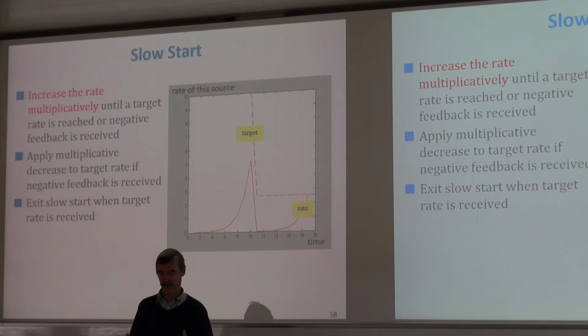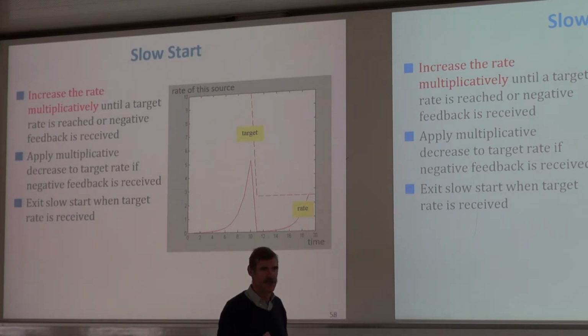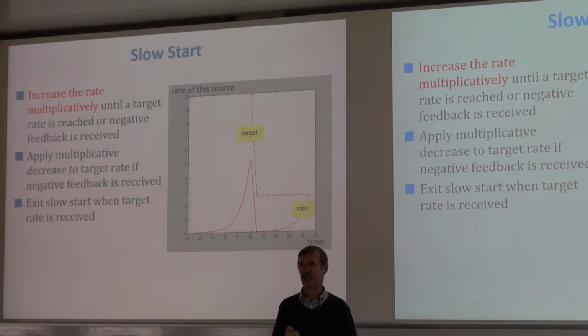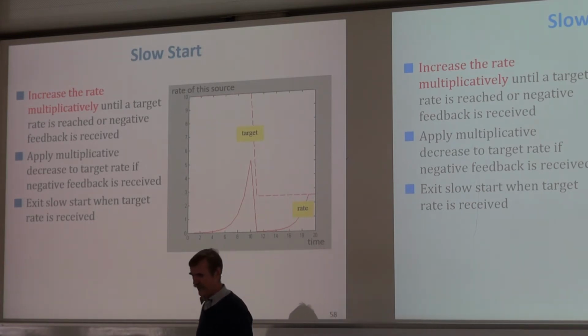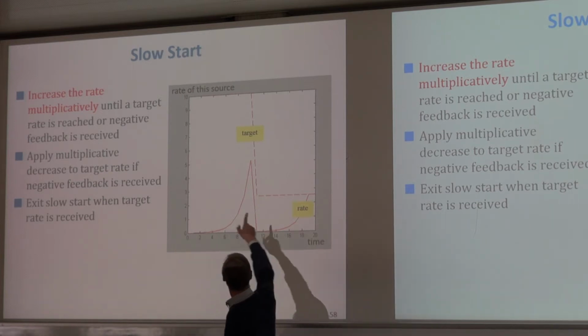So it's far from slow start here. And you do that until you believe you have reached the same fair share as others, which, in the case of slow start, is by detection of negative feedback. So you exit slow start when, sorry, not when you receive negative feedback, when the target rate is reached, and we will see what the target rate is. Target rate is illustrated on this window.